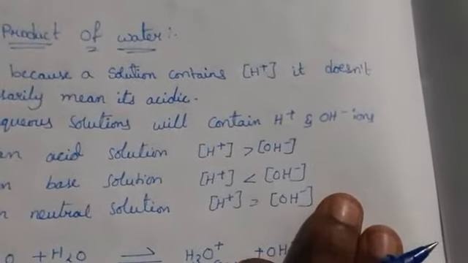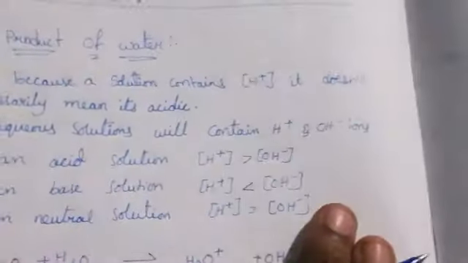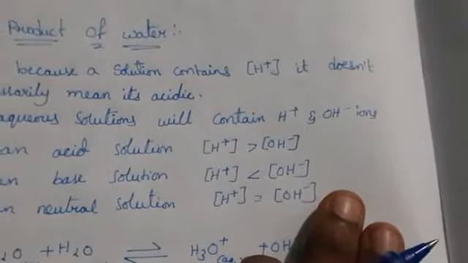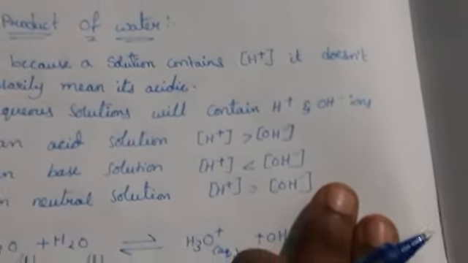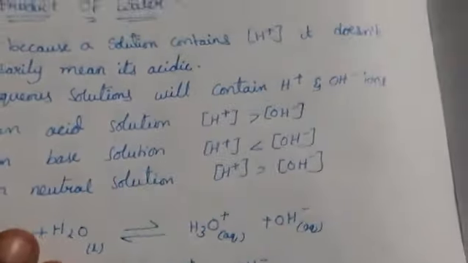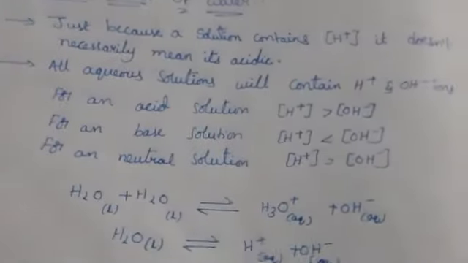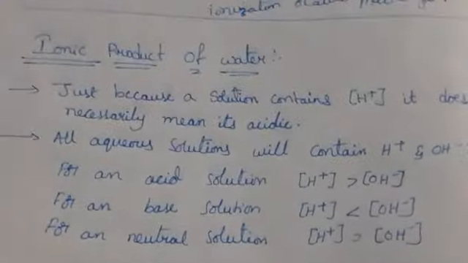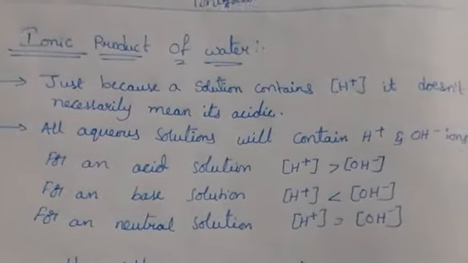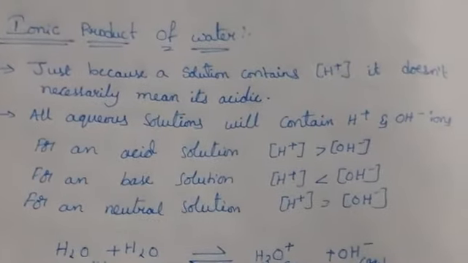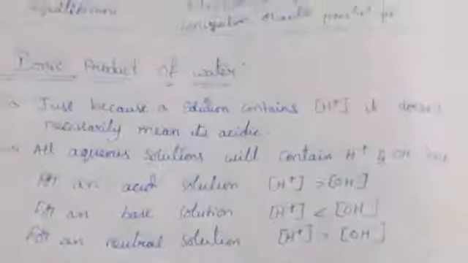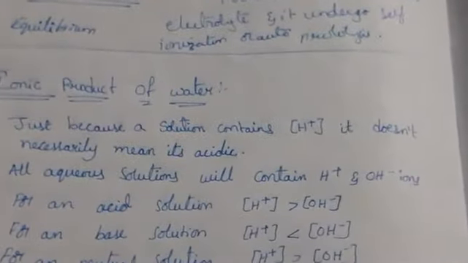Now according to Lewis acid-base theory, acceptance of an electron pair we call an acid, and donation of an electron pair we call a base. So this is the difference between acids and bases with different theories. But coming to here, let us see the ionic product of water. What is the ionic product of water?